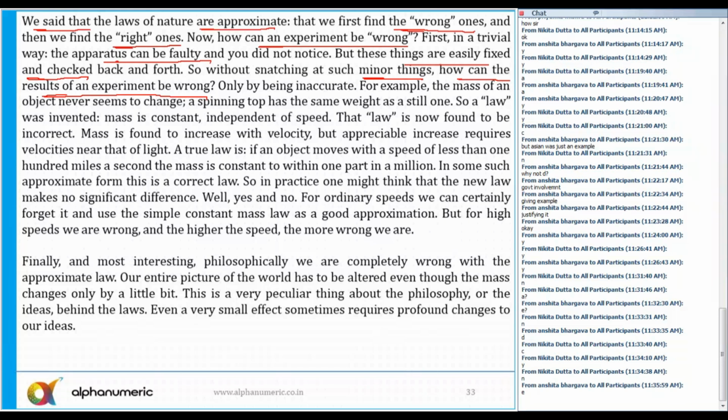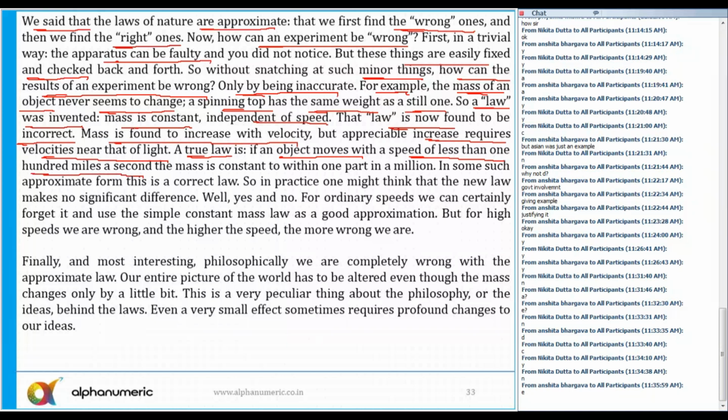Then he says it can be wrong because we can be inaccurate. What is the meaning of this? How can we be inaccurate? For example, when you look at the mass of an object, it never seems to change. A spinning top has the same weight as a still one. So a law was invented that mass is constant, independent of speed. But now we find that this law is incorrect. We find that mass increases with velocity, but the increase requires velocities near that of light.